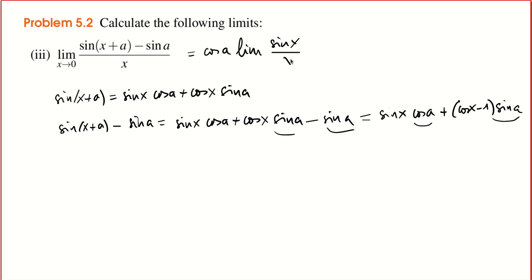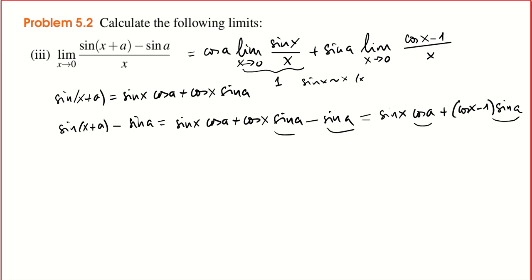sine x divided by x, as x goes to 0, plus the sine of a times the limit when x goes to 0 of cosine x minus 1 divided by x. So we have to calculate these two limits now. Well, this first limit is 1. Proving that this limit is 1 is how we concluded that the sine of x is equivalent to x when x goes to 0.